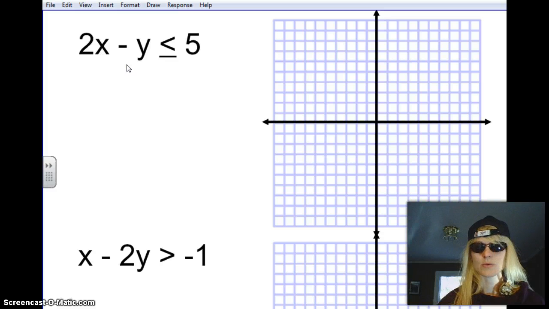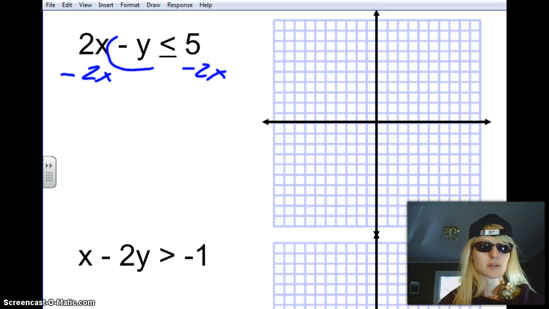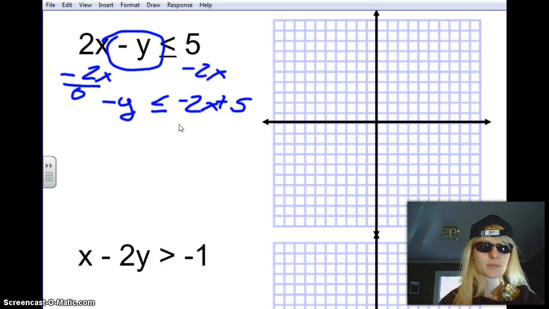All right, so what we want to do is we want to get this y by itself. So like we've done all along, we're going to subtract our 2x here and subtract our 2x here. And then don't forget, you're left with 0. Negative y is less than or equal to, and then that's negative 2x, and that's a positive, so that becomes plus 5. Okay? So the problem here is that we have a negative y.